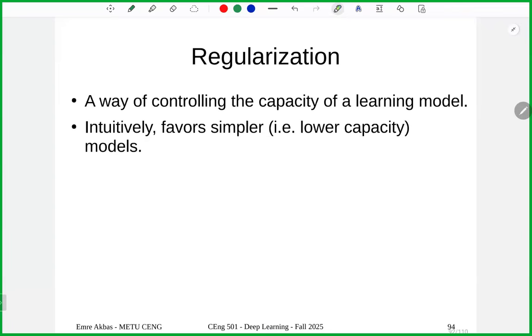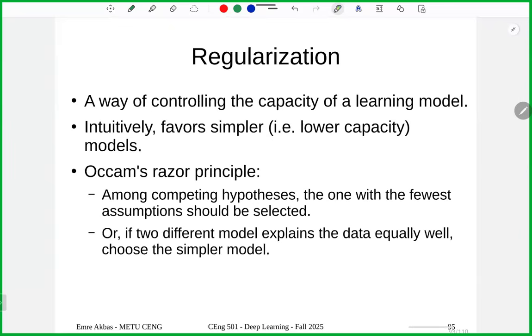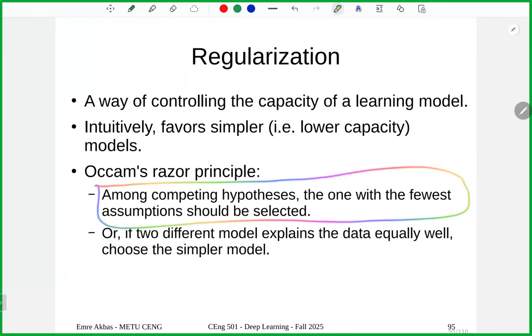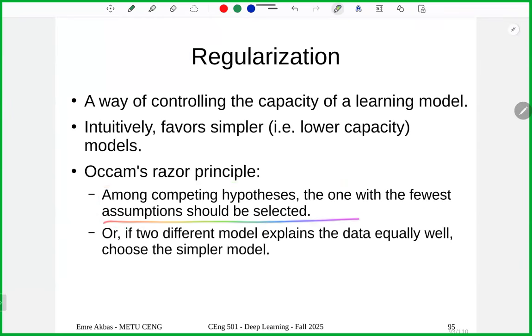Intuitively, regularization favors simpler, lower capacity models. And this is the famous Occam's razor principle, which says that among competing hypotheses, the one with the fewest assumptions should be selected. Or if two different models explain the data equally well, choose the simpler one.